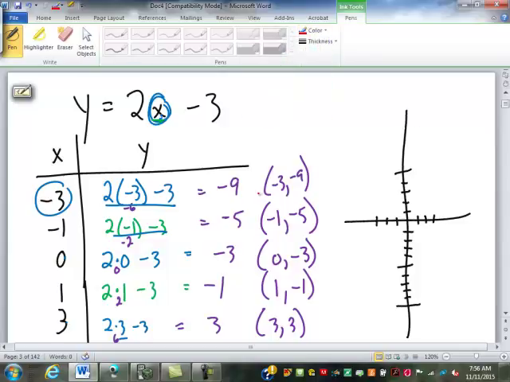So put in the points. -3, -9, right there. -1, -5, right there. 0, -3. 1, -1, right there. 3, 3, right there.